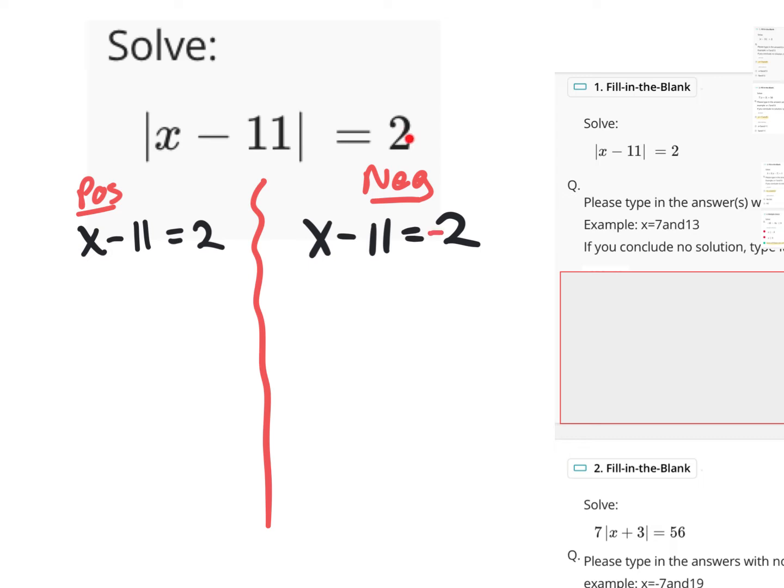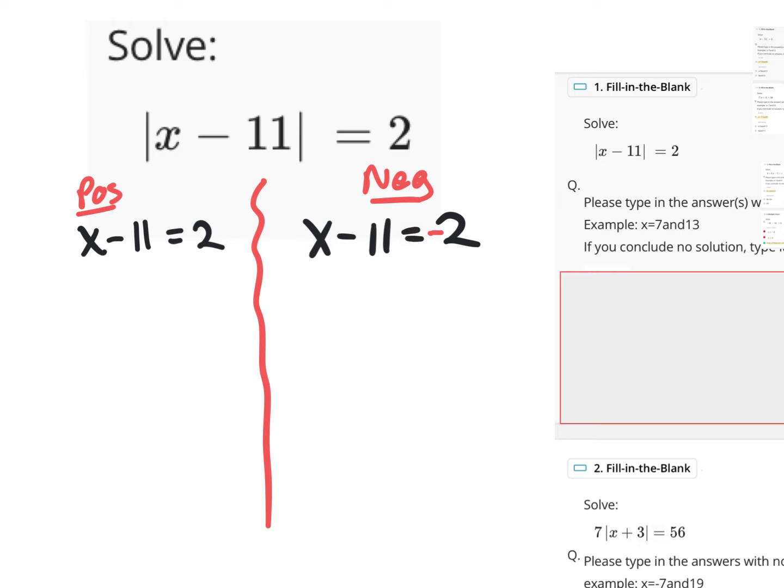If I would have had like a 2x plus 5, I'd have to change both the 2x and the 5. So whatever you have over here, you got to change all the signs. And of course that is after you already isolated it, but this one's isolated to start with, so we just move on to the positive and negative situation. Negative situation, change the sign of the right side of your equation.